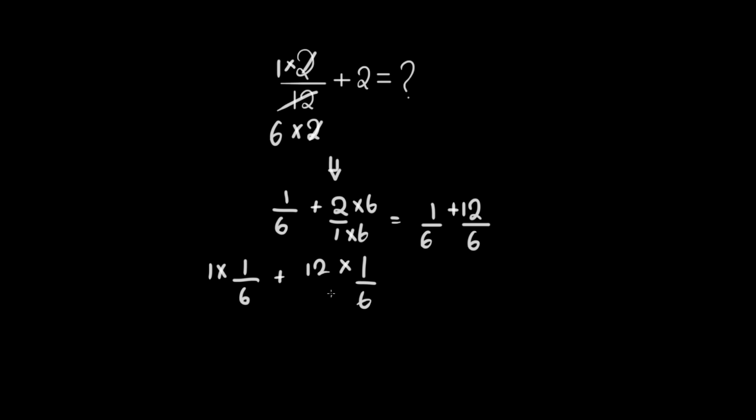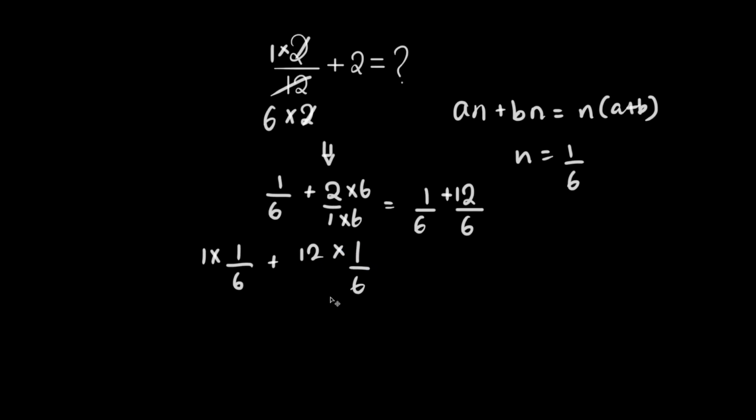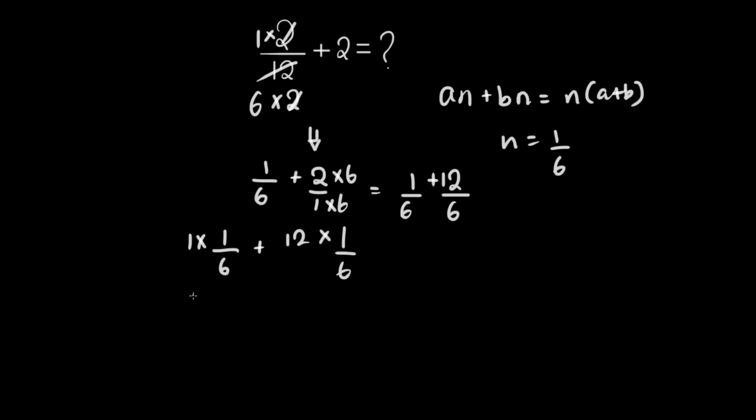Now you can also represent this algebraically. You have seen this, right? a n plus b n gives me this. Can n be 1 by 6, a be 1, and b be 12? Will this work? Think this out. If you're not convinced, it can work. So I can distribute the 1 by 6 out. That is amazing. So I get 1 by 6 multiplied by 1 plus 12. Wow. We just distributed the thing out.